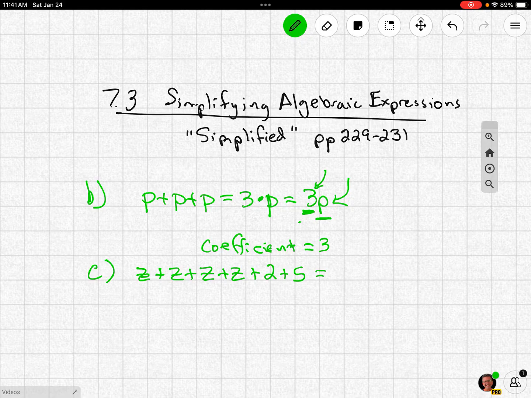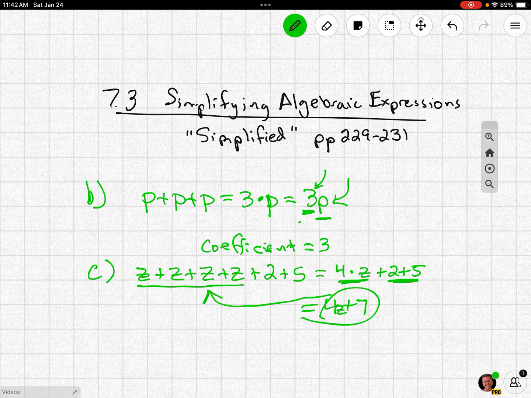Now I've got to simplify. I have 4 Z's being multiplied together. 4 times Z plus 2 plus 5. But I can put these together and call that 4Z plus, and I can put these together too. That's, oops, I didn't put the Z in there. 4Z plus 7. Hopefully you caught that before I caught myself. 4Z plus 7 is the simplified version of that.